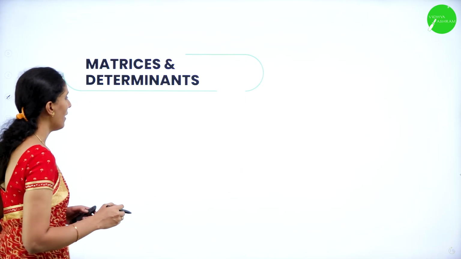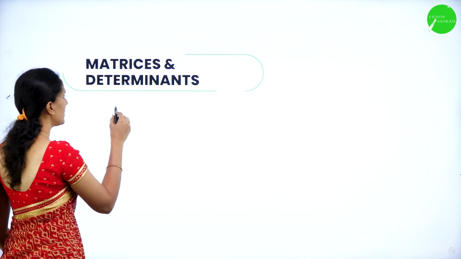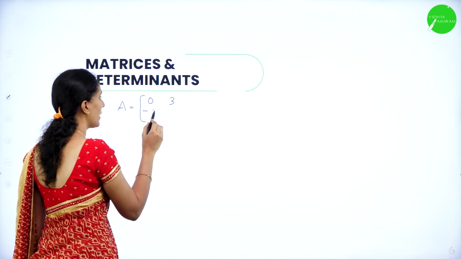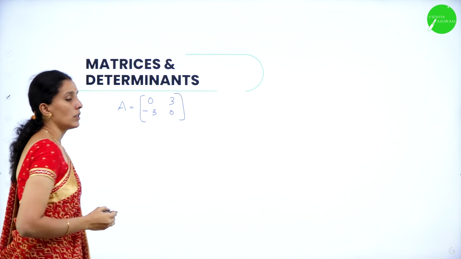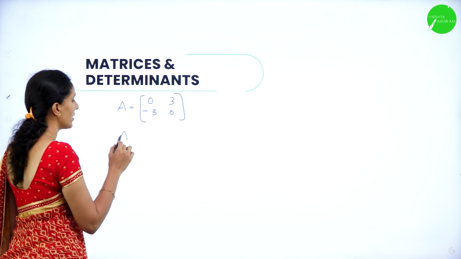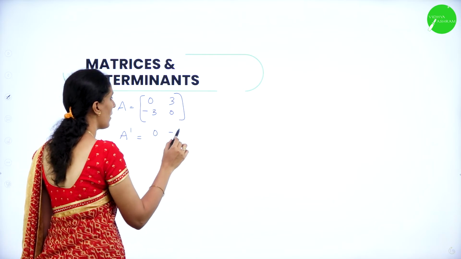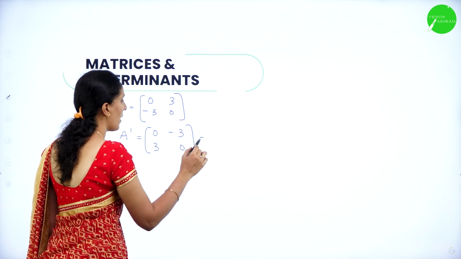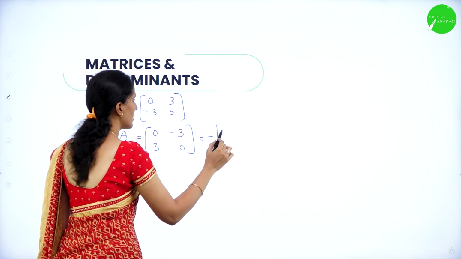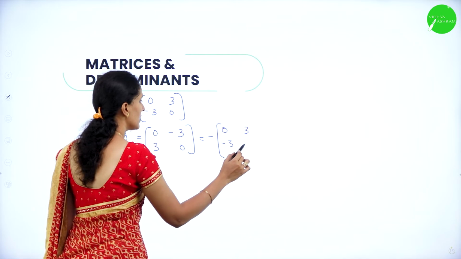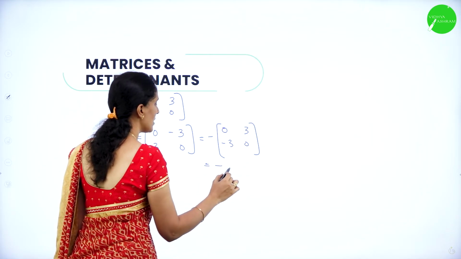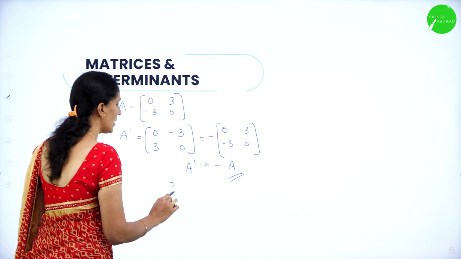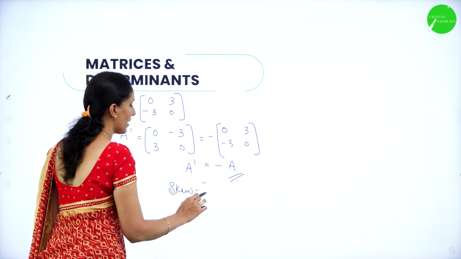Next one, we have the skew symmetric matrix. Let me take an example of A. A is equal to 0, 3, minus 3, 0. Let me take the transpose of this matrix. So this is 0, minus 3, 3, 0. If you take minus outside here, then it is 0, 3, minus 3, 0. So here it is minus A. So when the transpose of a matrix is equal to minus A, then it is called a skew symmetric matrix.